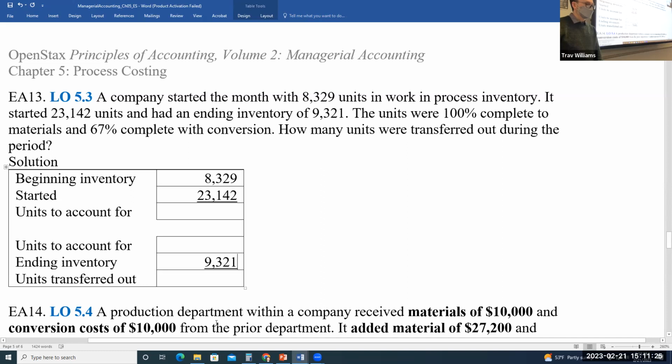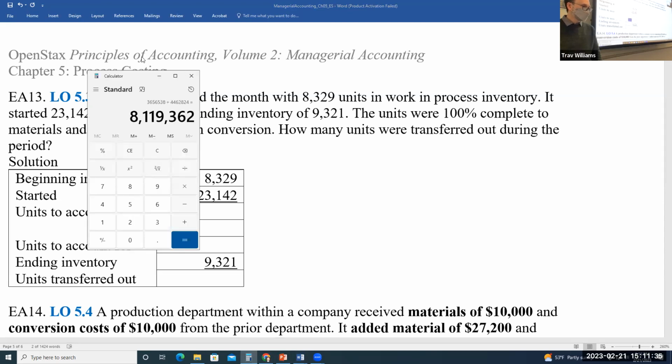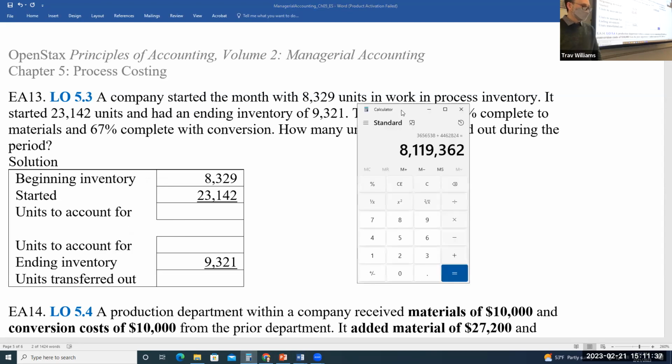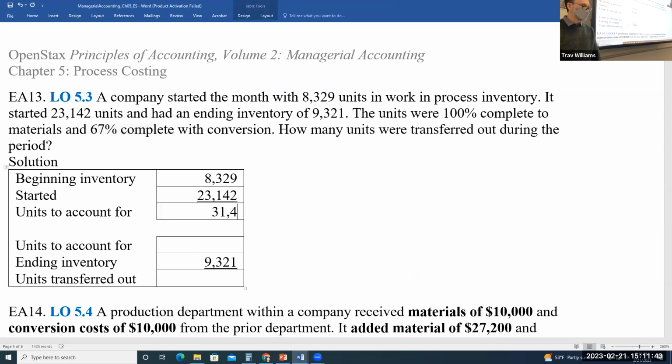Okay. They give us the percentage of conversion, but it doesn't look like we even need that for this exercise. So how do we get units to account for? Beginning plus what they started, 31,471, which goes here. Right, units to account for.